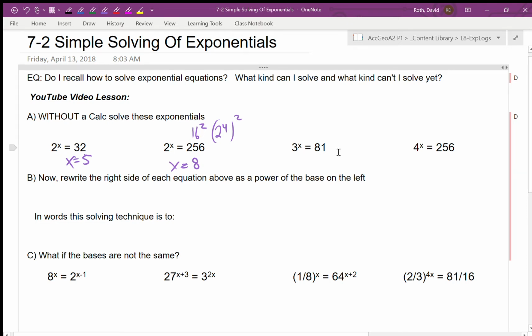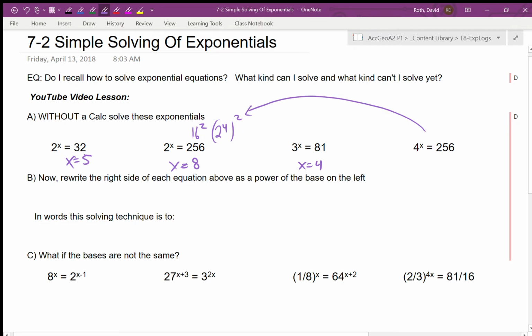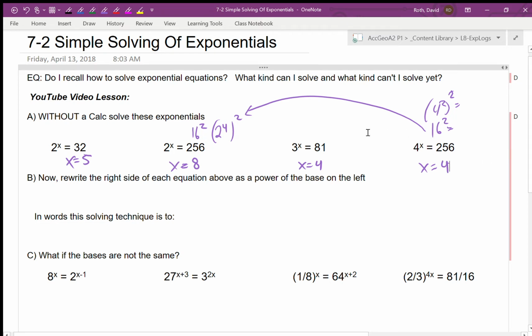Okay, 3 to what power? 3 times 3 is 9, and 9 times 9 is 81. Therefore, it must be x equals 4. 4 to what power? Hey, this one looks a whole lot like that one right there. And so, 4 squared is 16, right? So that means 16 squared equals it, and 4 squared squared, and therefore x must be equal to 4. Okay, now we just thought through that process by reasoning through it.